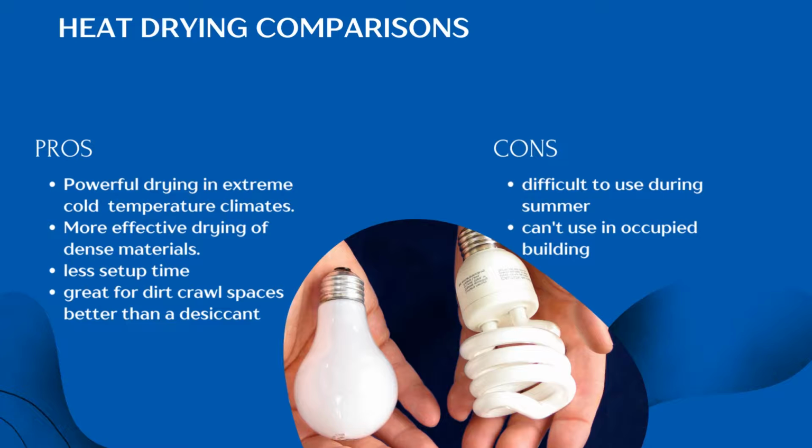The cons are difficult to use during the summer. They get really hot. If you have an occupied building and you're trying to get that building temperature up to 110 to 140 degrees, somewhere like that, so you increase your vapor pressure differential, you can get a lot of moisture out. You have to vent this moisture out of the building. It's not like you just put a heater in there and heat it to 140 degrees and walk off. It'll look like your bathroom shower in the mornings if you do that.